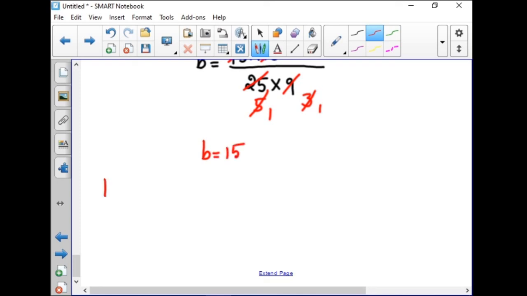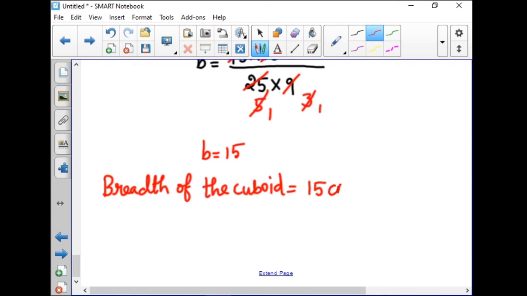Therefore, the breadth of the cuboid is equal to 15 centimeter.